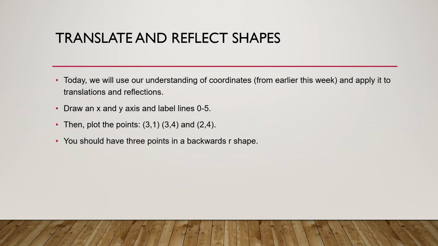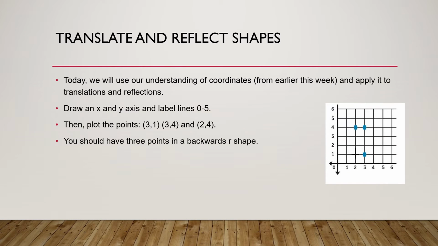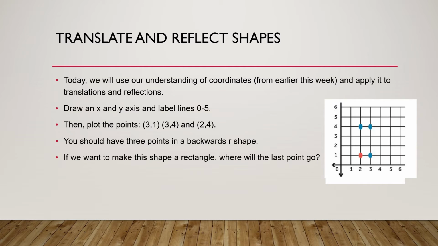You should have 3 points in a backwards R shape looking a bit like this. And my question is this: if I want to make this shape a rectangle, where will the last point go? Mark it on your own grid, see if you can find the coordinates. Now if you've done it, to make it a rectangle, of course, we're going to need to do something like this, because a rectangle needs to have parallel lines and right angles. And so the answer is (2,1). Well done if you got that.